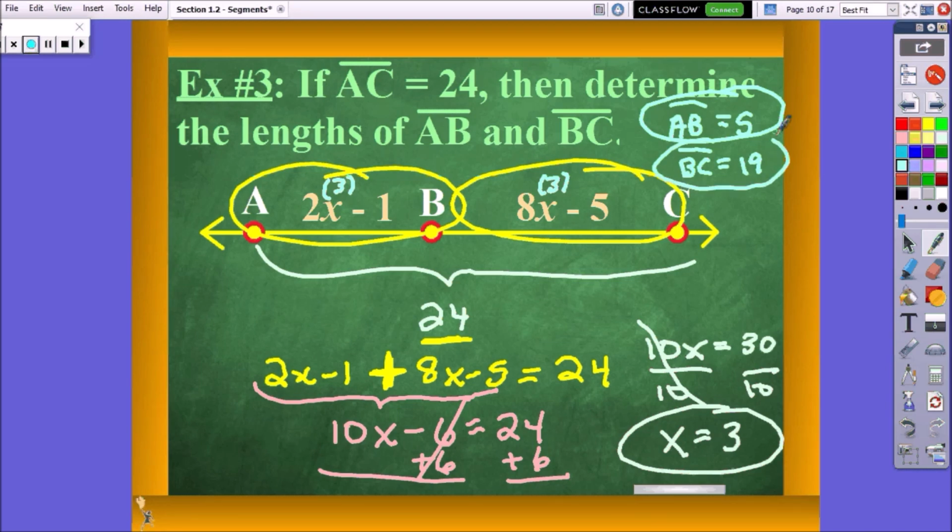Now, we could just double check to make sure these answers look legit, right? So if I had 5 and 19, if I add those together, do I in fact get 24 for the whole thing? And I do. So I should feel much more confident that my answer of x equals 3 was the actual correct x value that led me to 5 and 19.